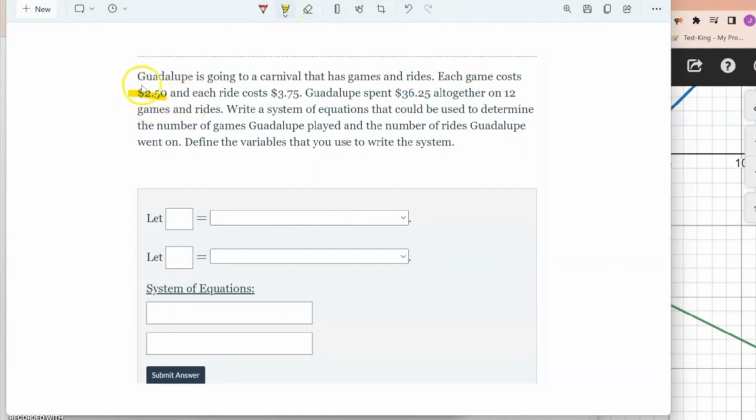There's a number. What is 250 talking about? It's a game. So 250 is a game. All right, find another number, 375. What's that? A ride, okay? All right, find another number. What's that? Together. So this is a total. All right, find another number. So 12, both rides and games, okay? And just like we did in class, money, money, money, money, that all goes together.